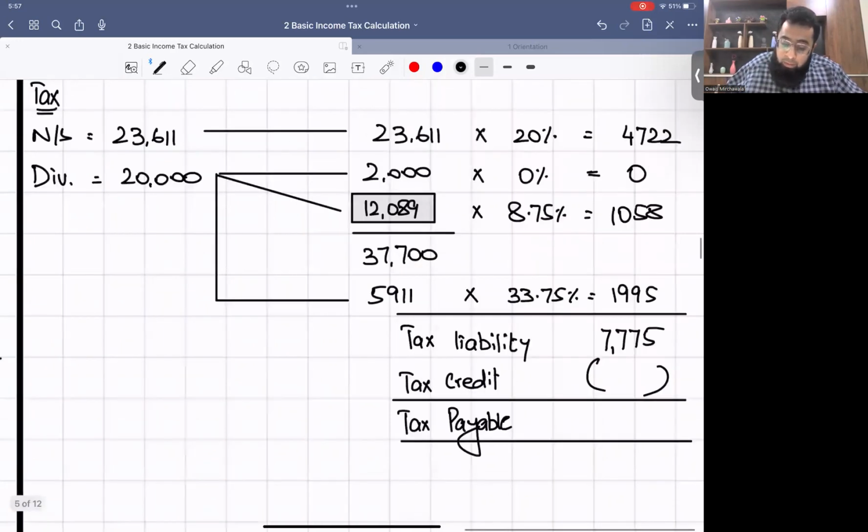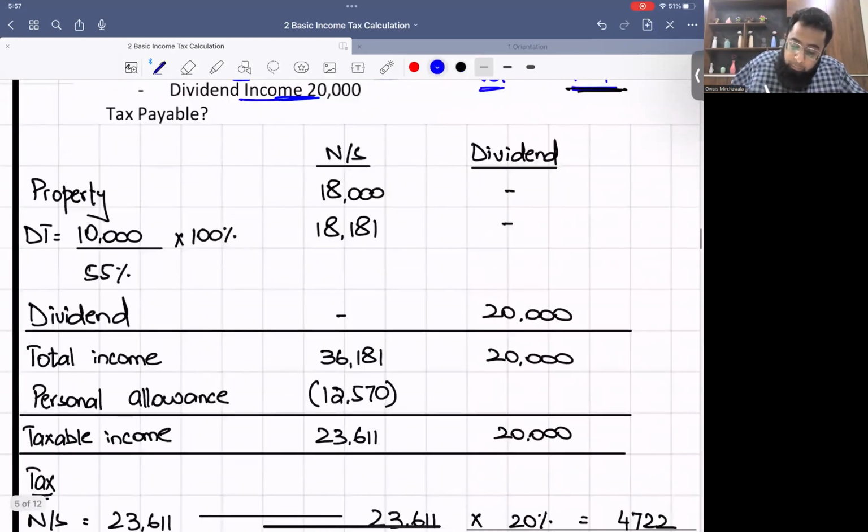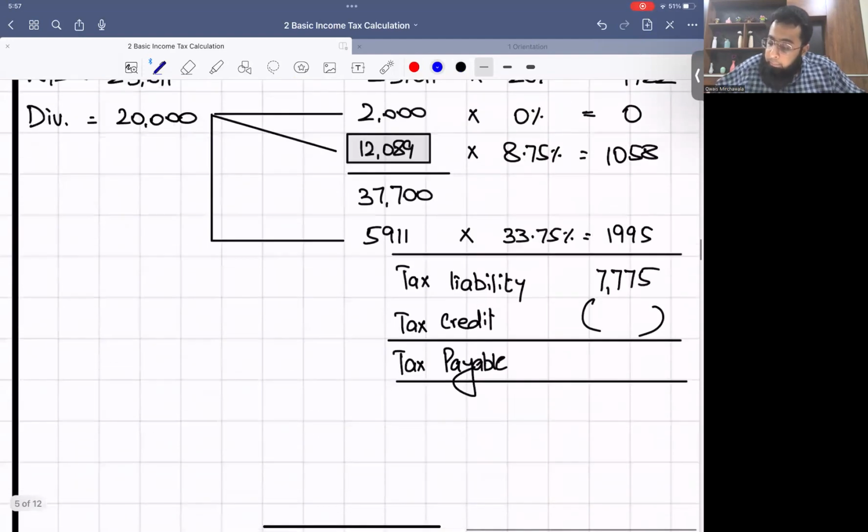What's the tax credit? We grossed up 10,000 to 18,181. So it's 8,181. And we have a tax refund. 7,775 minus 8,181. So we have a refund of 406.